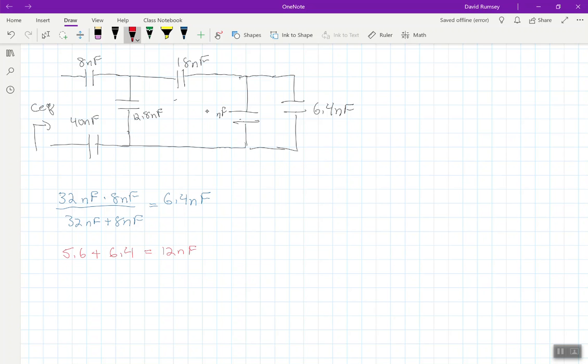And so what I'll do here is erase some of the circuit, and this is now 12 nanofarads. Now I have, again, two capacitors in series. I'll circle which ones we have in series, and I would combine them using my parallel formulas. Since it's just two, I always use the one where you can just multiply. You could do 1 over 18 plus 1 over 12, but I just like using this formula.